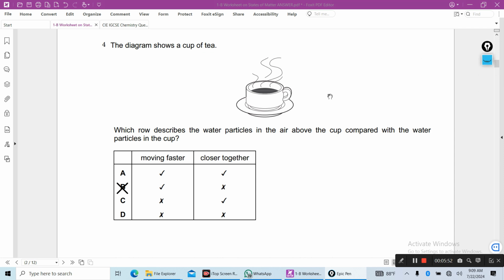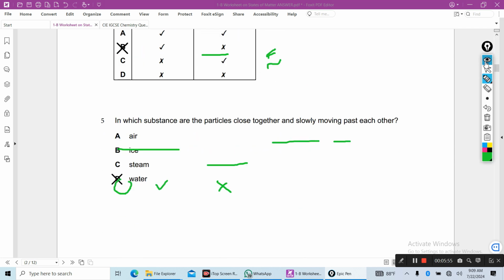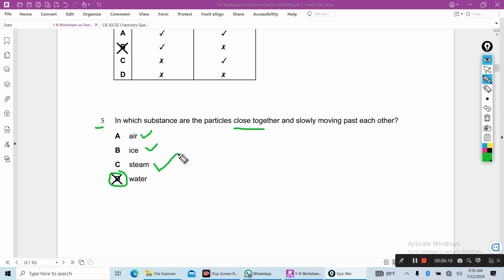Next. In which substance are particles close together and slowly moving past each other? Water is liquid, air particles are not close, ice has closely packed particles, steam is gas with particles far apart. But the question is asking close together and slowly moving, so this is the water. D is the right answer, because in liquid the particles are close to each other and they move slowly.